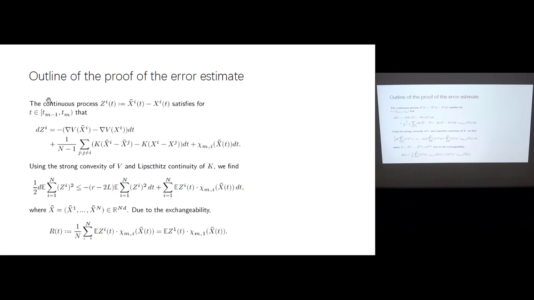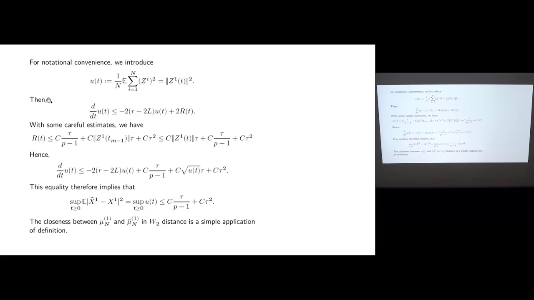The rest is very simple, it's a Gronwall inequality because you have this exponential decay term. That's why we get this constant independent of time and also independent of N. So the square is order tau, so you take a square root to get this. By definition of the Wasserstein distance, that is just a natural consequence.